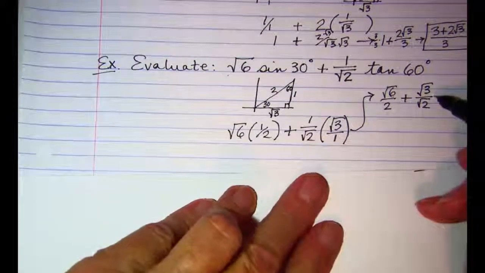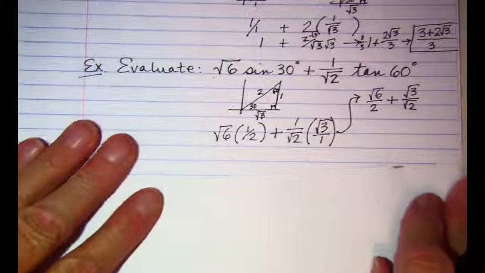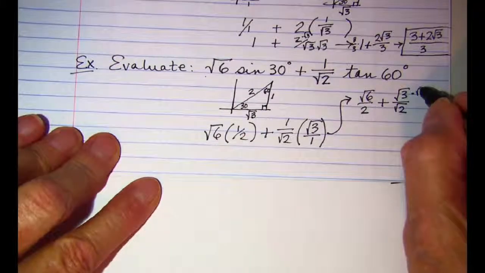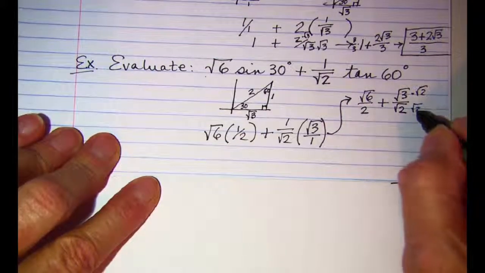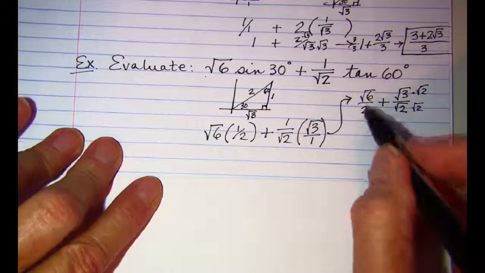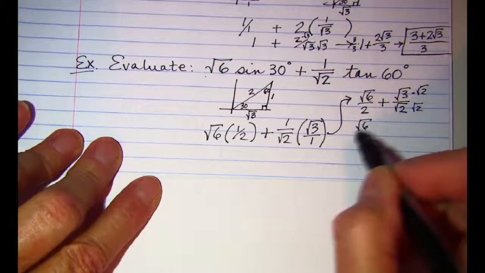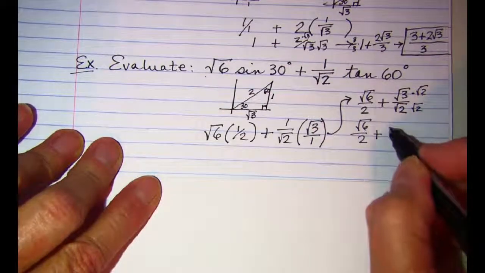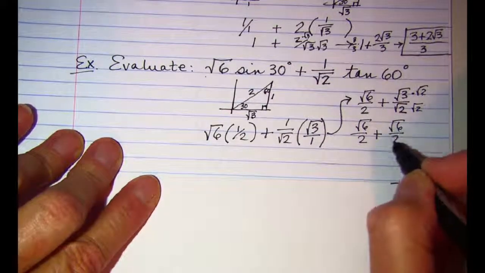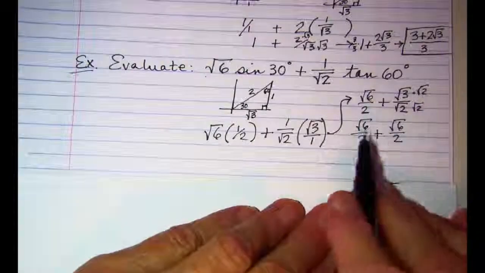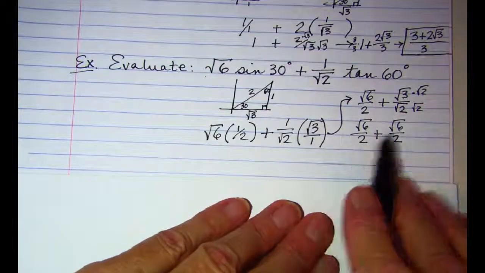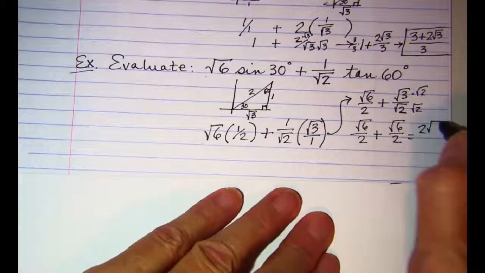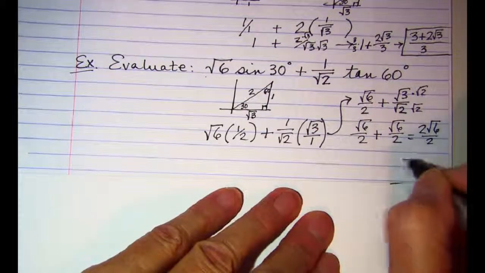I need to rationalize this second fraction here. So multiply top and bottom by root 2. So my first one I'll just copy, root 6 over 2 plus, this is root 6 over 2. When I add these, I have 1 root 6 over 2 plus 1 root 6 over 2 gives me 2 root 6 over 2, which is just root 6.